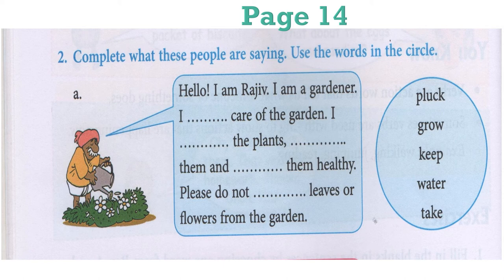Hello, I am Rajiv. I am a gardener. I take care of the garden. I water the plants, grow them and keep them healthy. Please do not pluck leaves or flowers from the garden.